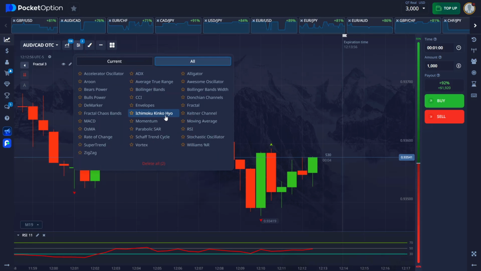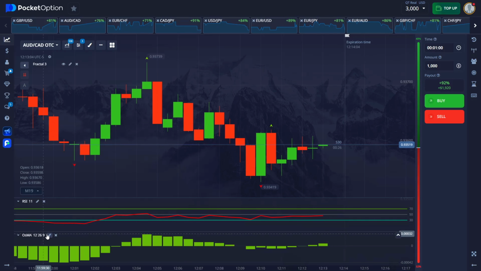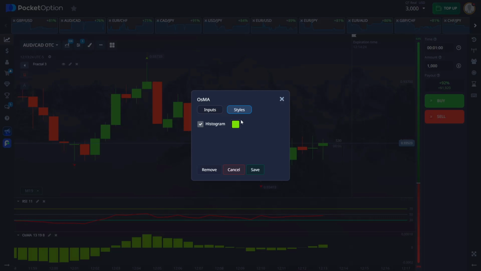For the next indicator, it's gonna be Osmo. Okay, and then for the Osmo settings, I'm gonna change some stuff. For this, I'm gonna increase that right there, and I'm going to decrease this one right here. Then this one's gonna be decreased also, and then I'm going to change the color of this to white. Then I'm gonna hit save.